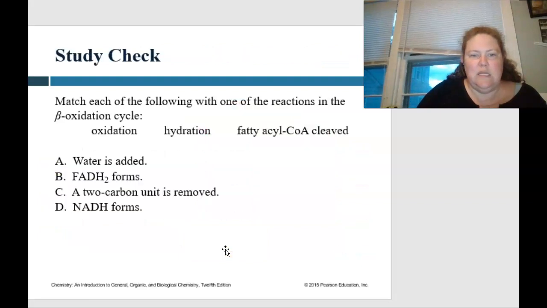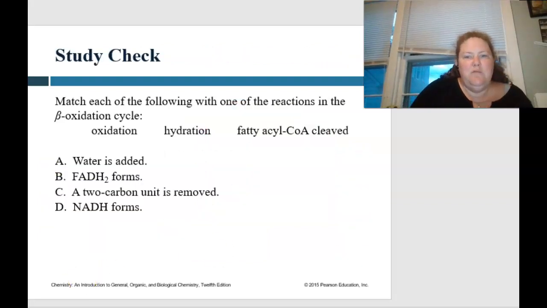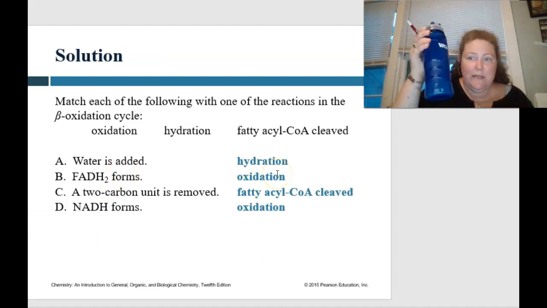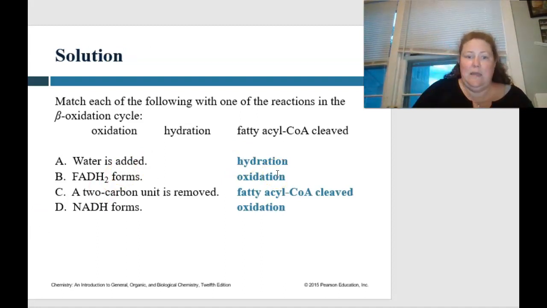So let's do a quick little study check. Let's match each of the following with one of the reactions in the beta oxidation cycle. So pause me and come back. All right, so water is added, hydration. When I'm drinking my water to stay hydrated, okay, we're adding water. FADH2 is forming in oxidation, kind of like what we talked about in aerobic metabolism, right? When a 2-carbon unit is removed, that would be when the fatty acyl-CoA is cleaved. And then when we form an NADH, that is going to be through oxidation.